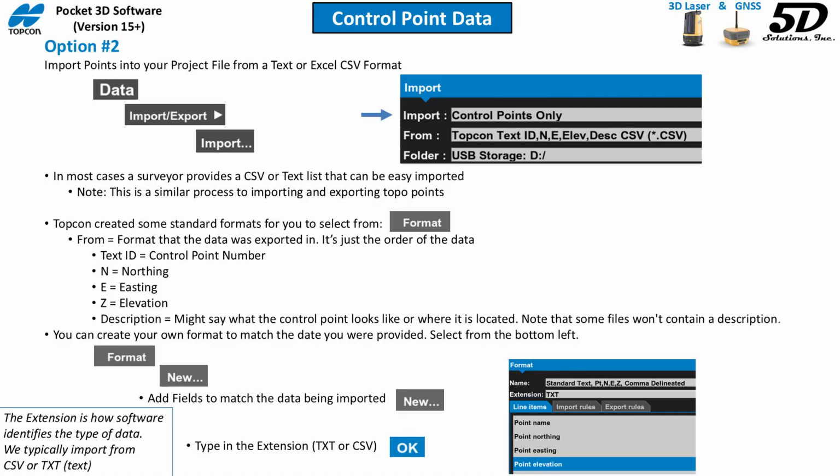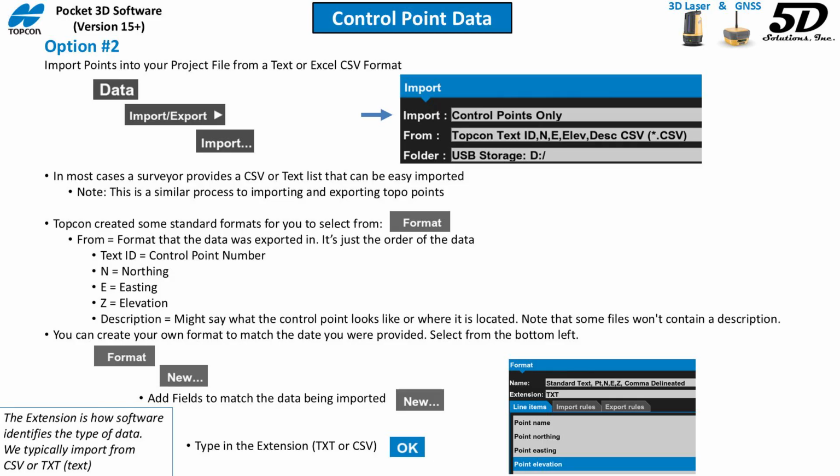You can select from the pre-established formats or create your own by selecting the Format button in the bottom left of the screen. That's where you give it a name such as Standard, and it's helpful to include the layout of the data in the name. Each line item is either the column in Excel or data separated by comma or tab in a text file. Be careful not to mix up the northing and easting, that happens quite often.